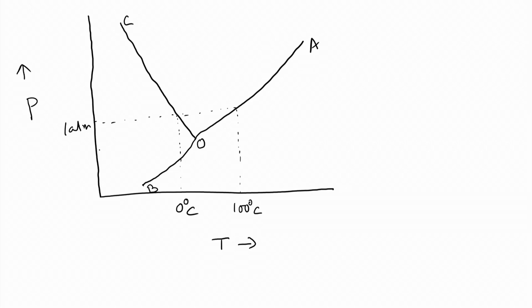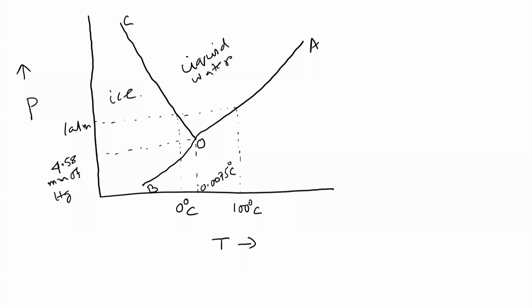And at point O, the pressure is 4.58 millimeter of mercury, and then temperature at point O is 0.0075 degree Celsius. Okay, so here we have liquid water in this region. We get ice in this region, and in this region we get water vapor. Okay.